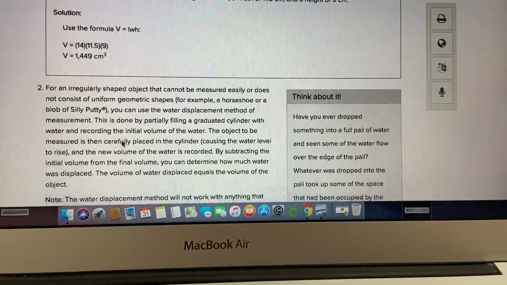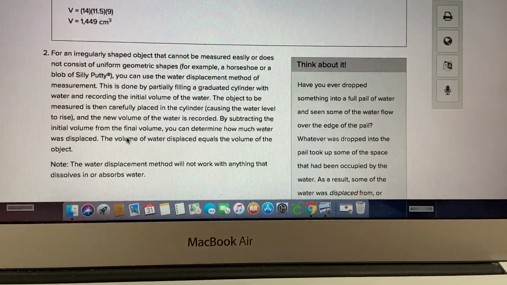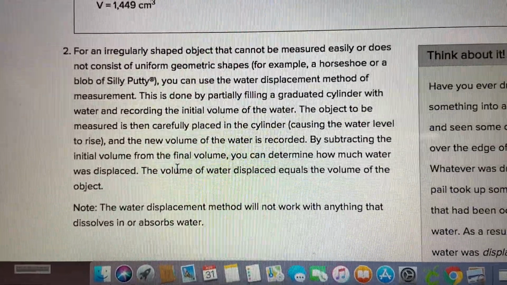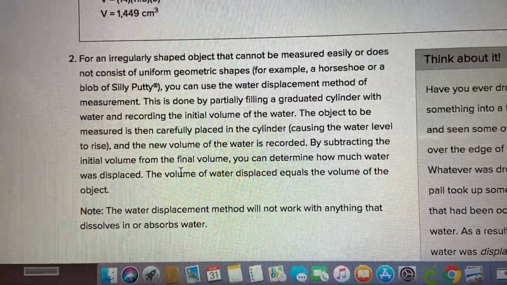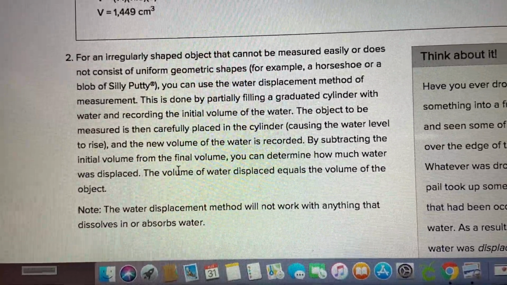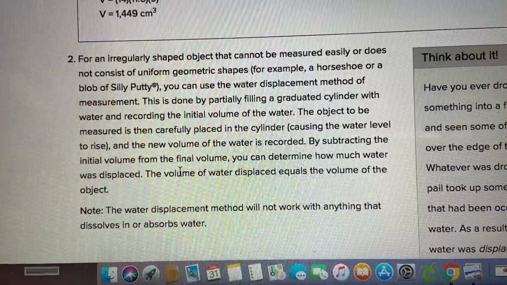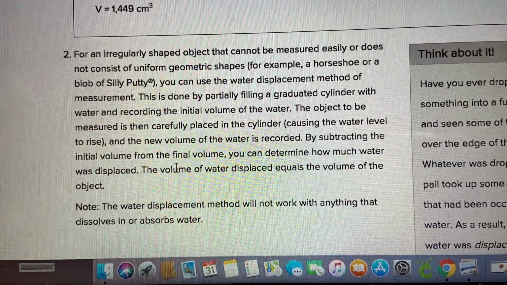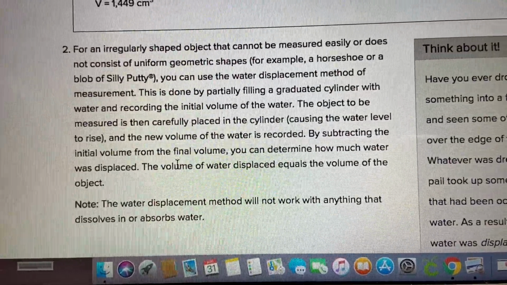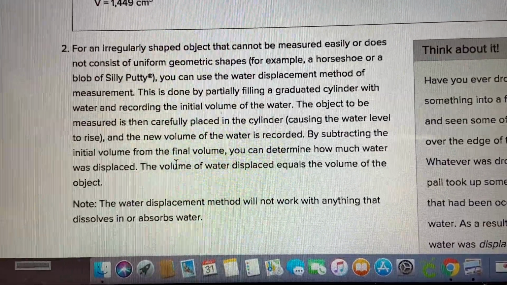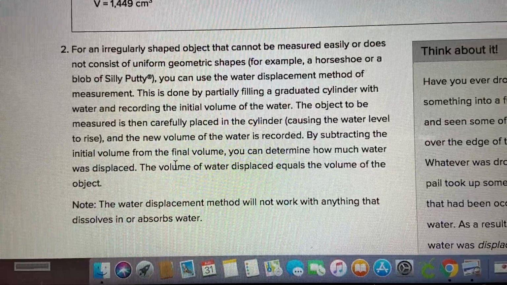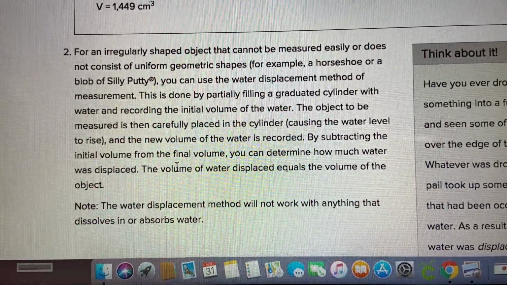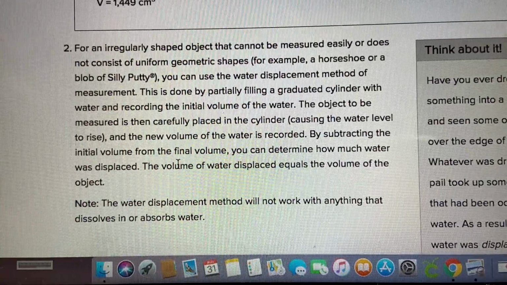For an irregularly shaped object that cannot be measured easily or does not consist of uniform geometric shapes, like a horseshoe or a blob of silly putty, you can use the water displacement method of measurement. This is done by partially filling a graduated cylinder with water and recording the initial volume of the water. The object to be measured is then carefully placed in the cylinder, causing the water level to rise, and the new volume of the water is recorded.